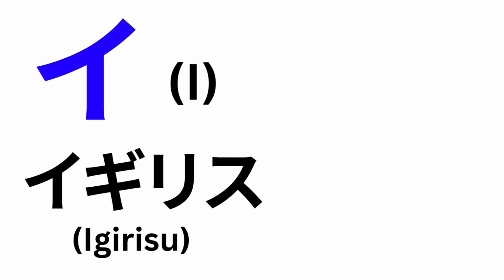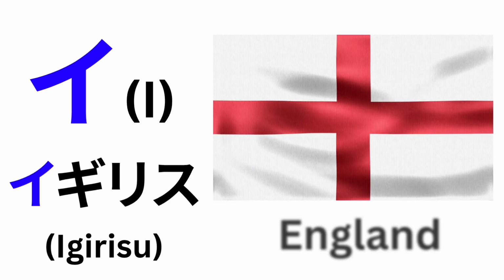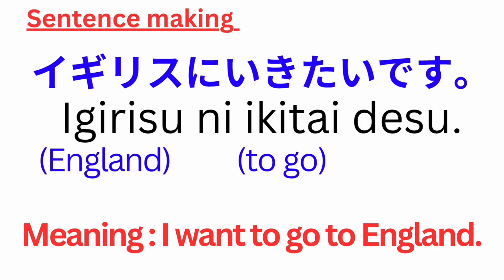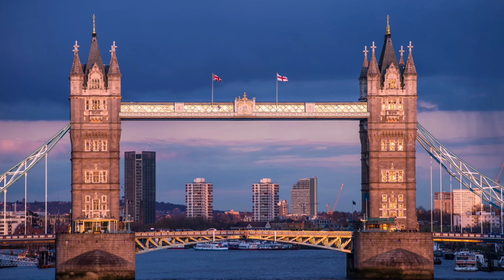Second one, I. Example word, igirisu. Igirisu means England. Example sentence, igirisu ni ikitai desu. Igirisu ni ikitai desu, meaning I want to go to England.